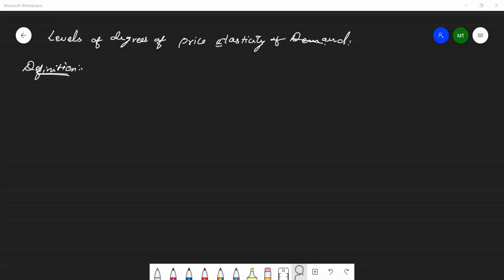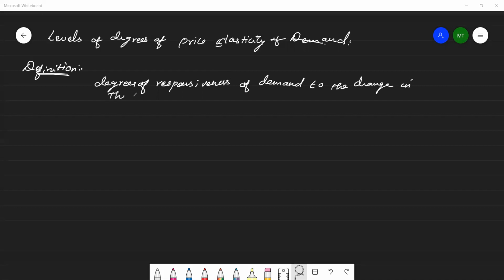The price elasticity of demand is commonly known as elasticity of demand, which refers to the degree of responsiveness of demand to the change in the price of the commodity.